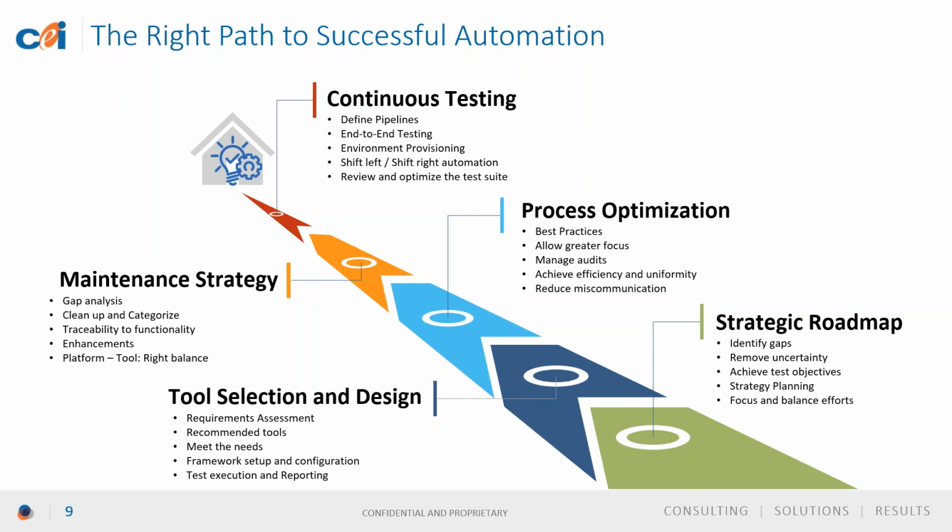Process optimization tells us how to make the automation manageable with best practices and audits, and achieve efficiency and uniformity. This also reduces the miscommunication between the teams and allows greater focus towards our goal. Maintenance strategy: without one in place, it is difficult to stabilize the automation. This will help us to keep the platform and the tool in the right balance. Finally, continuous testing enables people to focus on higher priority tasks rather than repetitive and rule-based tasks. This will also pave the right path for continuous improvement in automation testing.